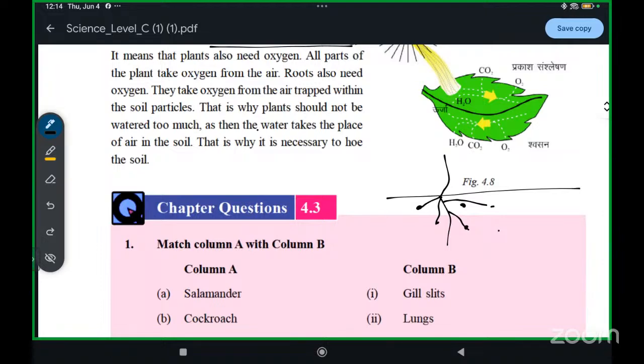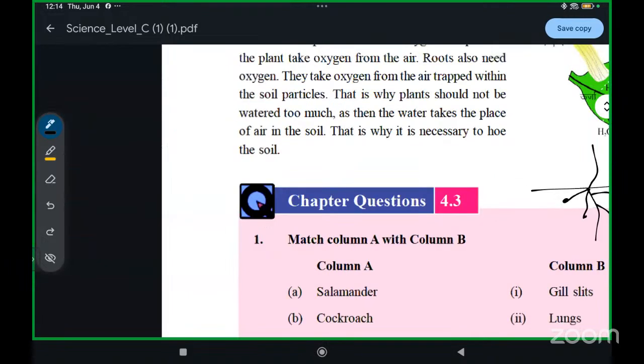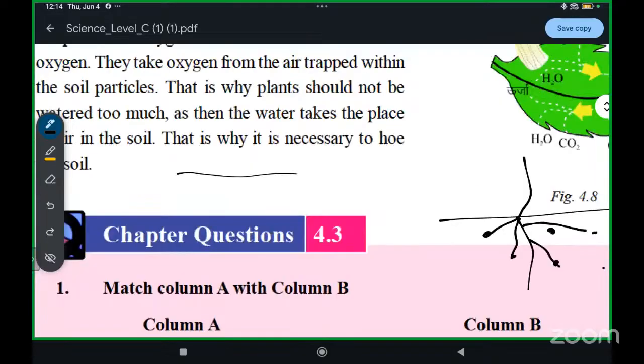Have you heard this process where the gardeners continuously make holes in the soil? There is a device that looks like this, a hoe. They continuously hoe the soil, mix up the soil, make some space in the soil, and so on. Why do they do that? Why do we make space in the soil? So that air can get there and the roots can take oxygen from the air present in the soil.